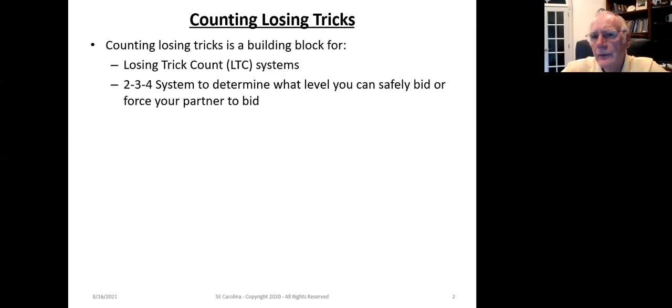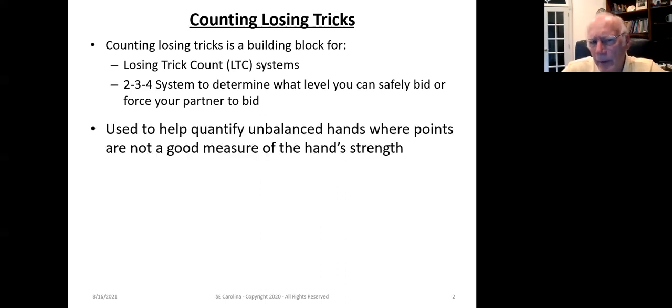It's also used in what's called the 2-3-4 system. It's really not a bidding system, but it's a methodology for determining what level you can safely bid to, or force your partner to bid to, based upon vulnerability. 2-3-4 is the only thing that I have encountered that helps you incorporate vulnerability into the bidding system. I find it very useful, especially in shape-based hands. There's a separate lesson that addresses only the 2-3-4 system later on.